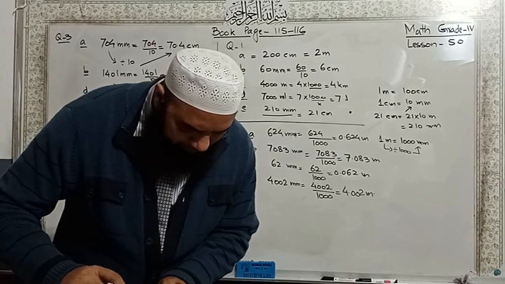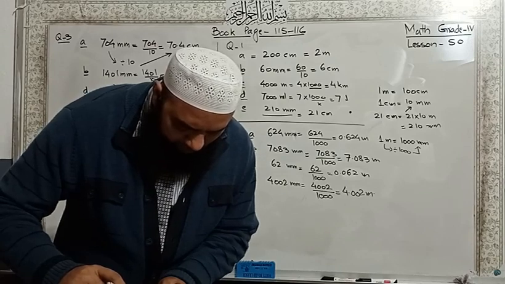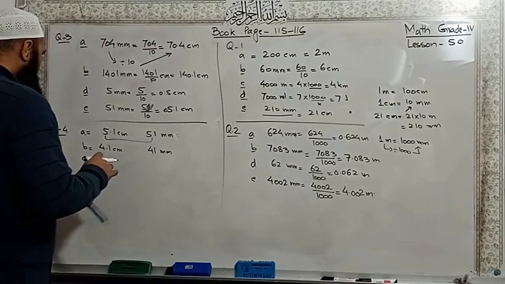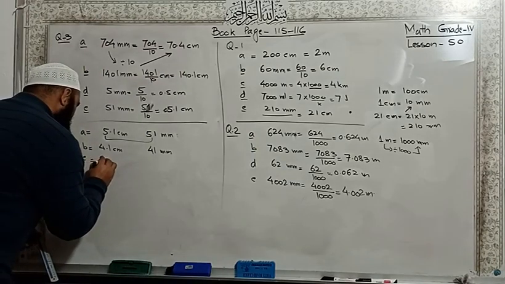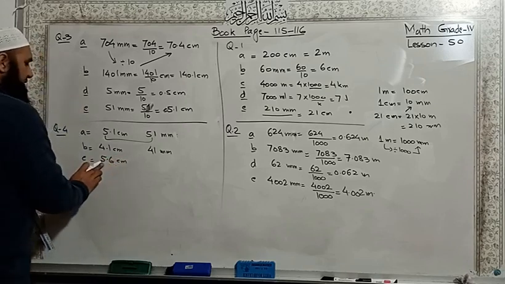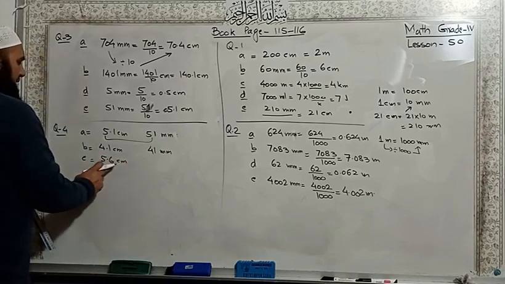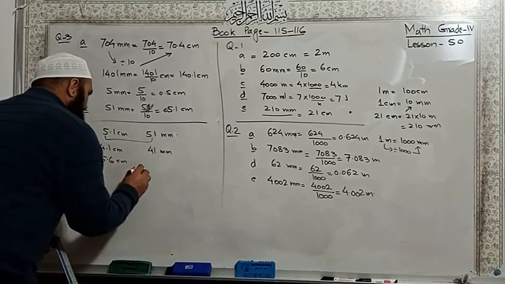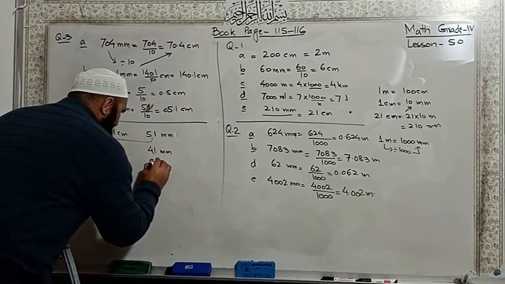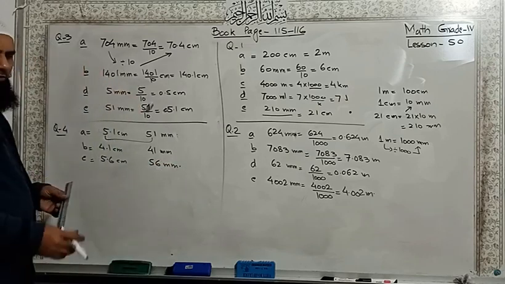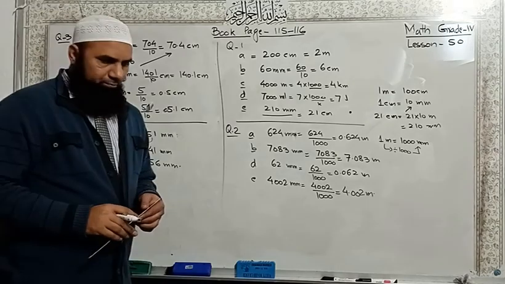Okay. Measure the line C, but carefully. This is equal to 5.6 centimeters. For 5 centimeters, it is 50 millimeters, and 0.6 centimeter will be equal to 6 millimeters. So this will become totally 56 millimeters.